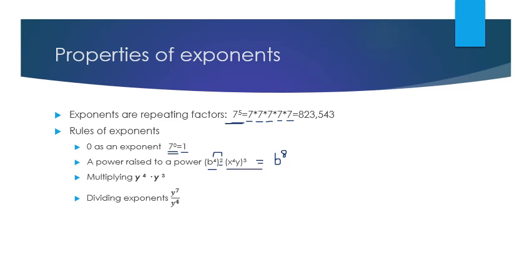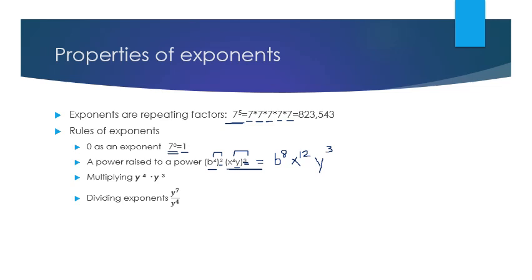Now here, this is a little bit more complex. X is raised to the 4th, but outside the parentheses is a 3. So I'm going to follow that same rule and multiply the 4 times the 3 for the x only. Then I'm going to go back and grab that y. It doesn't have a beginning exponent, so it's only going to be raised to the 3rd power outside those parentheses. So this becomes y to the 3rd. So this is the simplified way that you would write that expression.